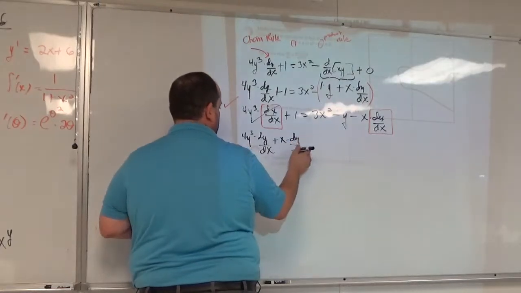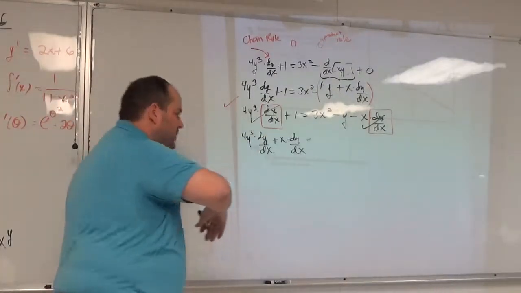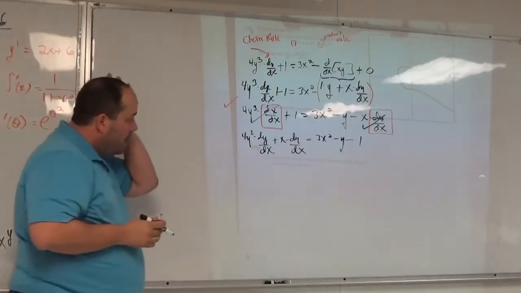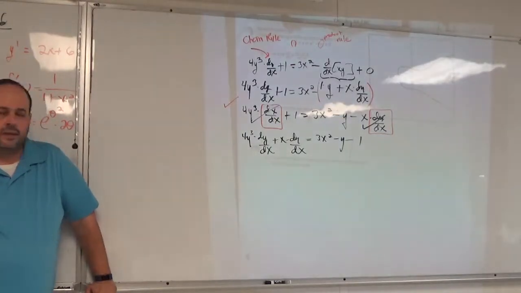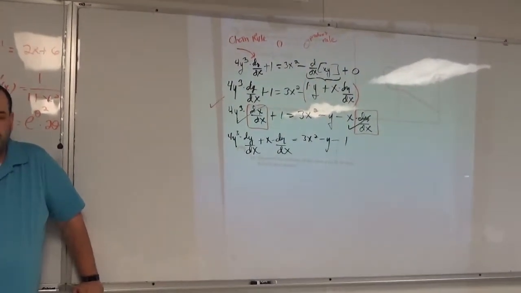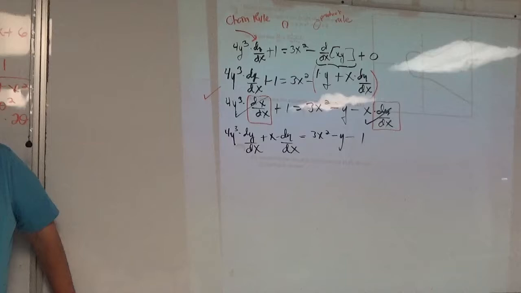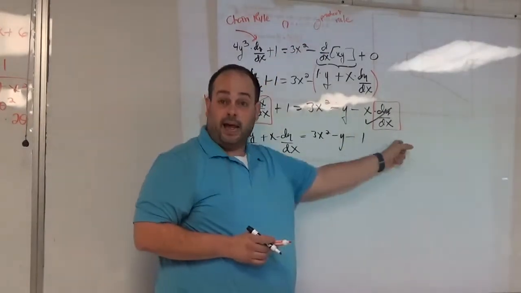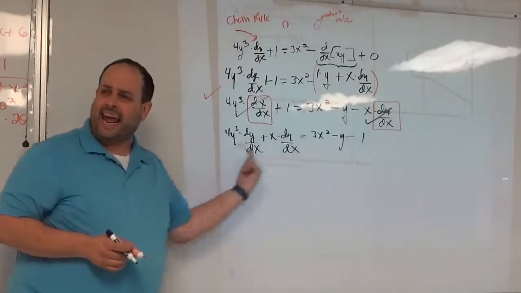x dy/dx. Okay? Equals everything that doesn't have a dy/dx. So 3x squared minus y minus 1. And if you're paying attention to your goal, it might start to come together. Look at your goal. Look at what you're trying to show them. You need to show them that dy/dx is 3x squared minus y minus 1, I've got that, divided by 4y cubed plus x. I kind of have that.